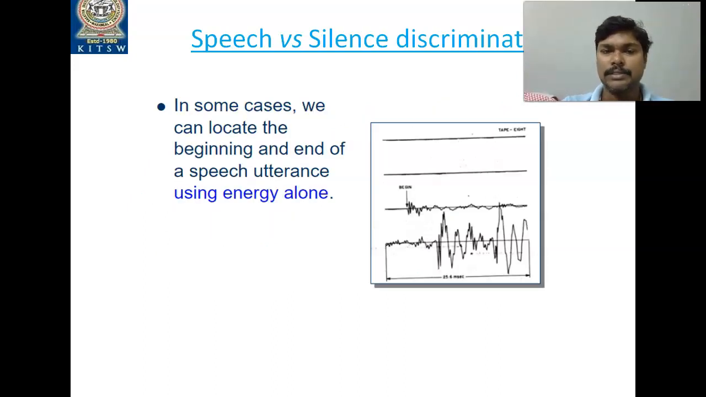In some cases, we can locate the beginning and end of a speech utterance using energy alone. You can easily identify this from this slide, where I have shown one representation of the time domain. We can easily identify the beginning of the speech, because before that there is no pictorial representation. By computing the short time energy, calculating the magnitude using the rectangular window that we already saw in the previous video, we can easily locate the beginning and end of a speech utterance using energy alone.